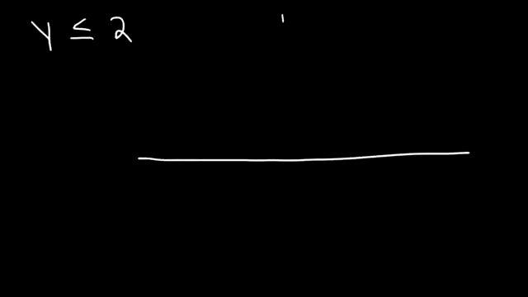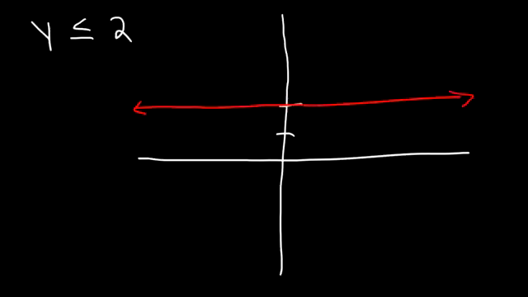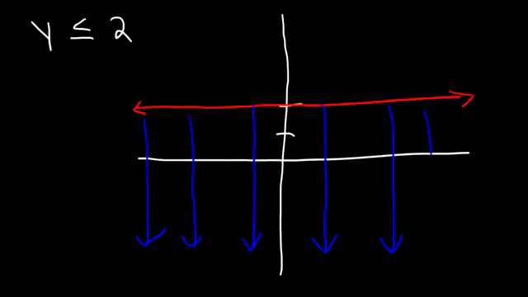Try this one. Let's say y is less than or equal to 2. So this is going to be another horizontal line at 2, but because it's less than or equal to, it's a solid line as opposed to a dashed line. And because it's less than, we need to shade below it rather than above it. And so this is the answer.